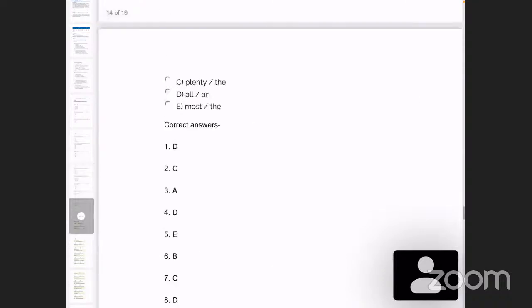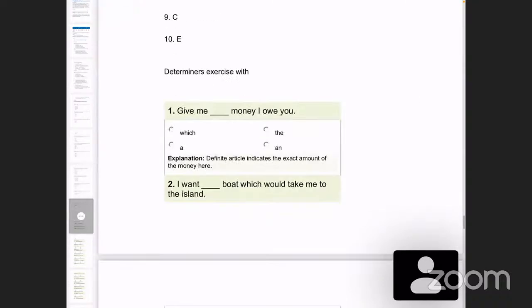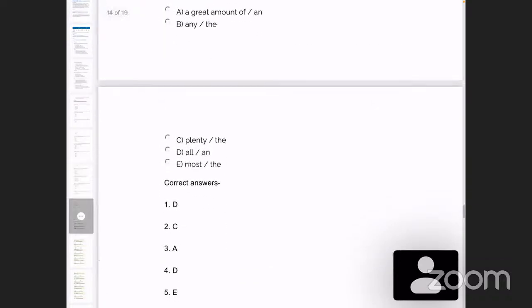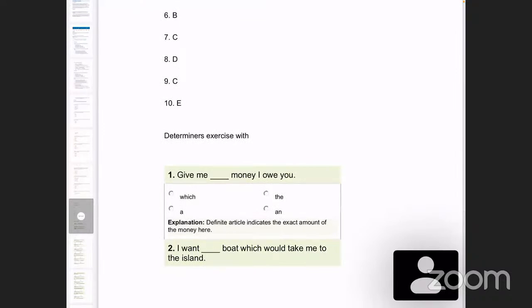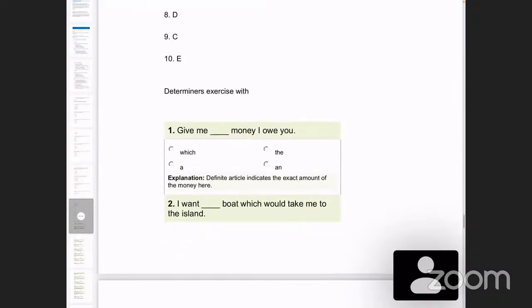So please do this as homework. This is an entire exercise. So I would like you to finish this. Then the determiners exercise: give me dash money I owe you. Please select the right one. So the explanation is, the definite article indicates the exact amount of the money here.